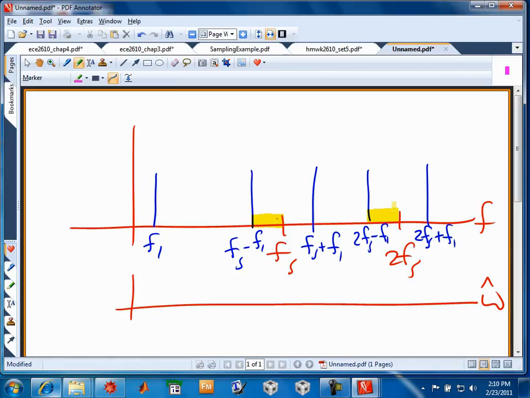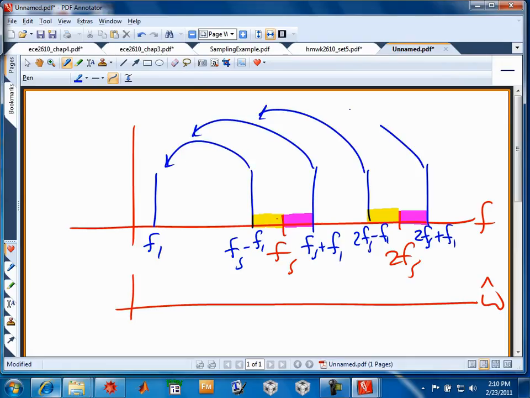So that's what makes it an alias. And then, experiment with different colors, I guess, since I've got them. So all of these have differences relative to multiples of Fs that are F1, so that means they all alias down to F1. I probably did it differently last time because we were looking at it in the opposite direction, but this is just another way of thinking of it. Aliases are going to lie F1 above and below Fs, 2Fs, 3Fs, and so on and so forth. That's another way of just visualizing where the aliases are.